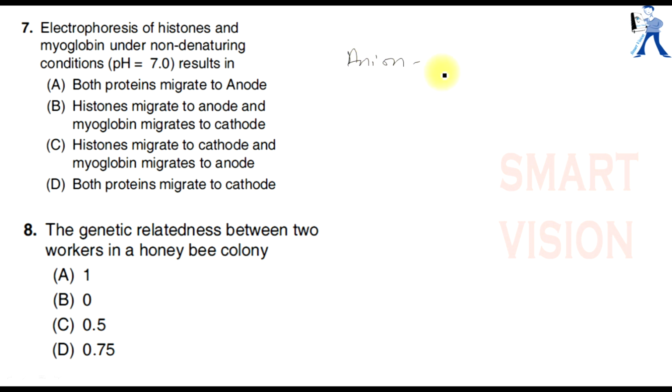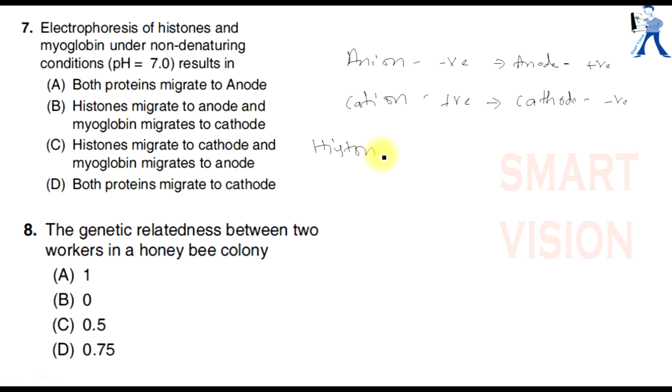So we should know what is charge here. There are two types of charges, anion and cation. Anion is negatively charged, and cation is positively charged, and we have to find which one is positively charged and which is negatively charged. If anion is negatively charged, it moves towards the anode, right? Anode is obviously the opposite, positively charged, and cation moves towards the cathode, which is negatively charged.